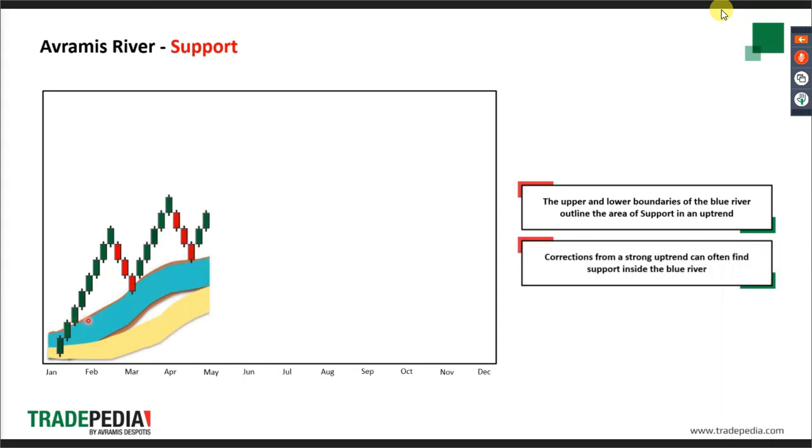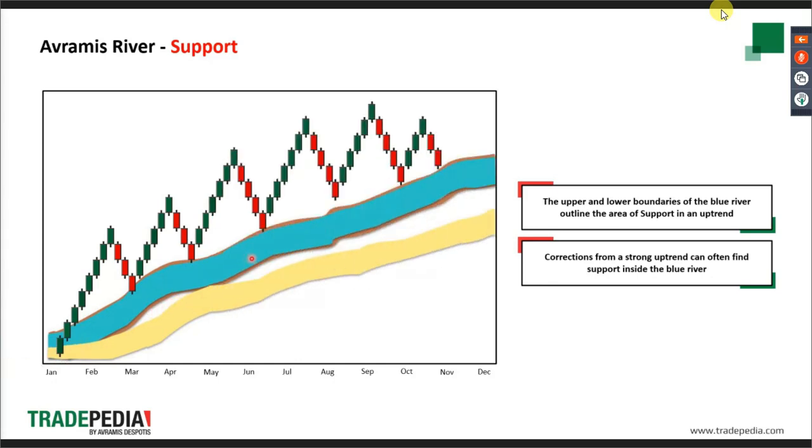Okay, so the upper line and lower area boundaries, we call these the upper and lower boundaries of the blue river, outline the area that acts as a support. So the entire support level is around here. And if you want to be very safe, you can just put your stop loss underneath the lower boundary of the blue river during an uptrend. You can put it here, here, here.